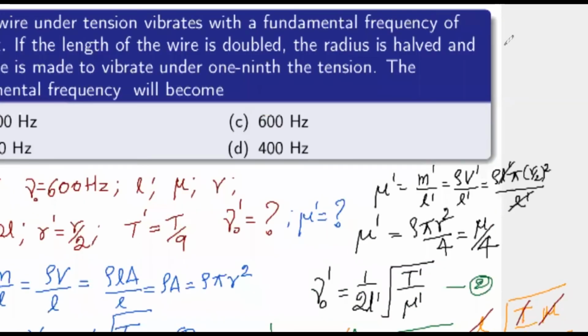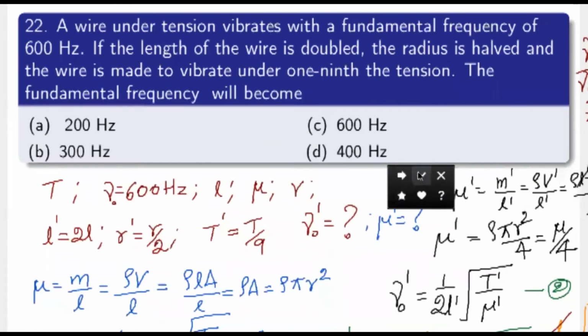So what we got is nu naught prime by nu naught equals 1 by 3, or the new frequency nu naught prime equals nu naught by 3, that is 600 by 3, which is 200 hertz. So option A is correct.